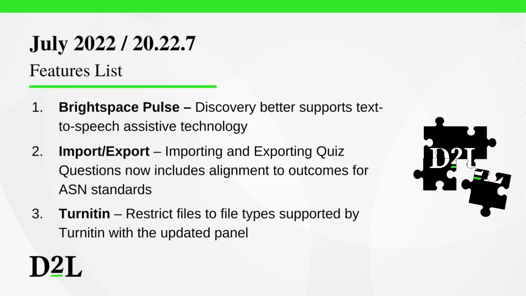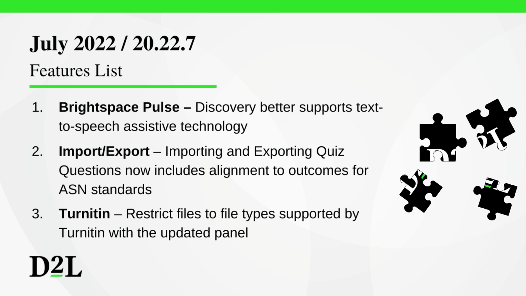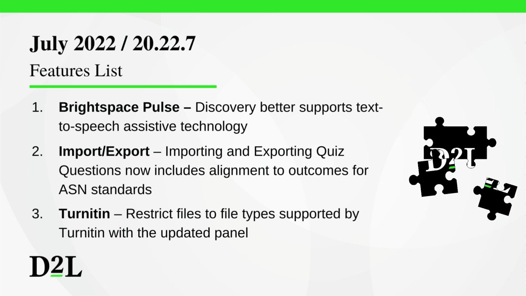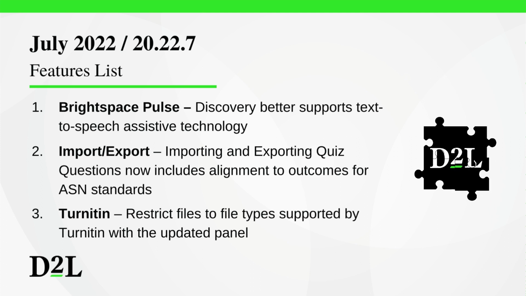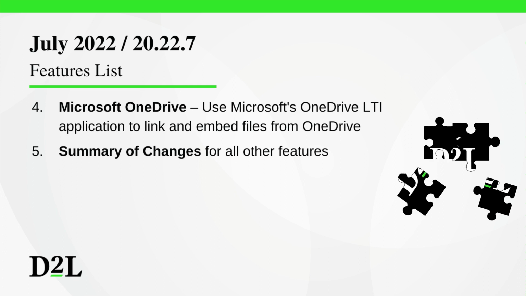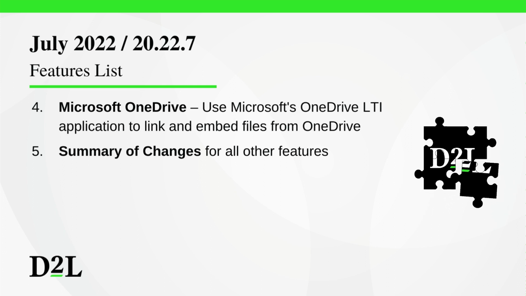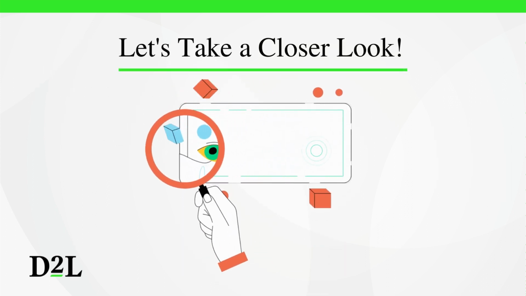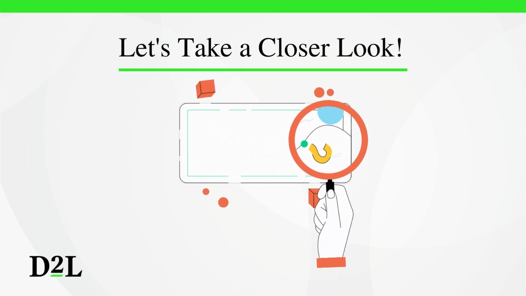In Brightspace Pulse, Discovery better supports text-to-speech assistive technology. Importing and exporting quiz questions now includes alignment to outcomes from ASN standards with the Import-Export tool. With Turnitin, restrict files to file types supported by Turnitin with the updated panel. Use Microsoft's OneDrive LTI application to link and embed files from OneDrive. And finally, a summary of changes made for all the other features. Let's take a closer look at this month's features.